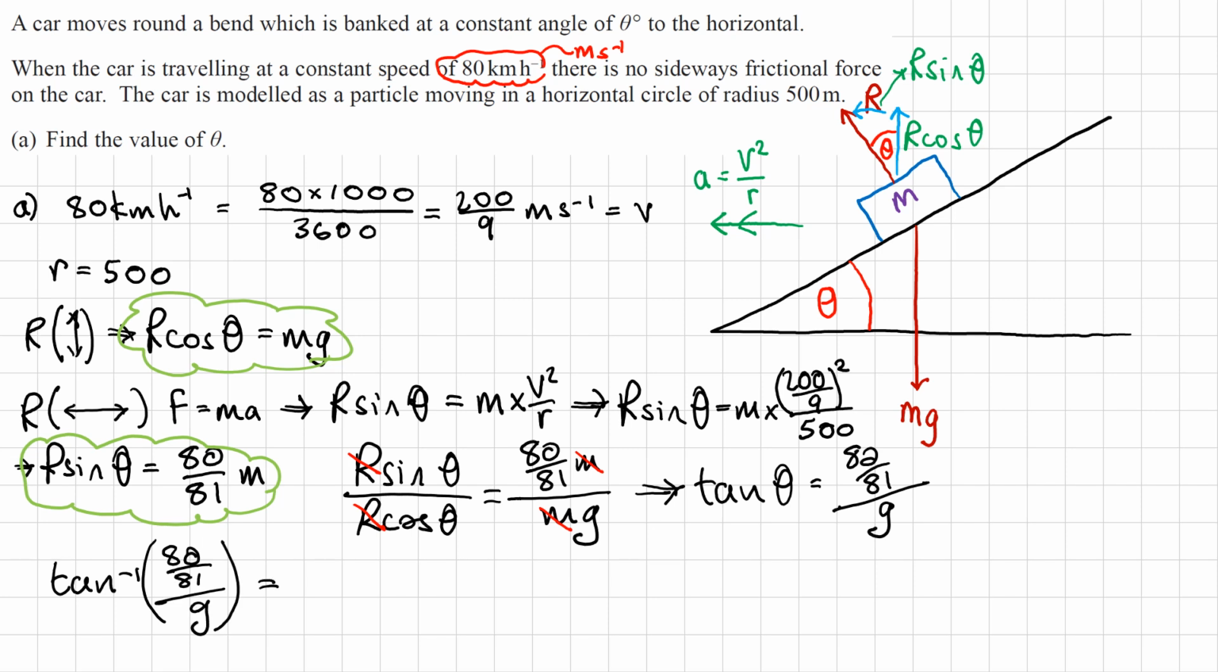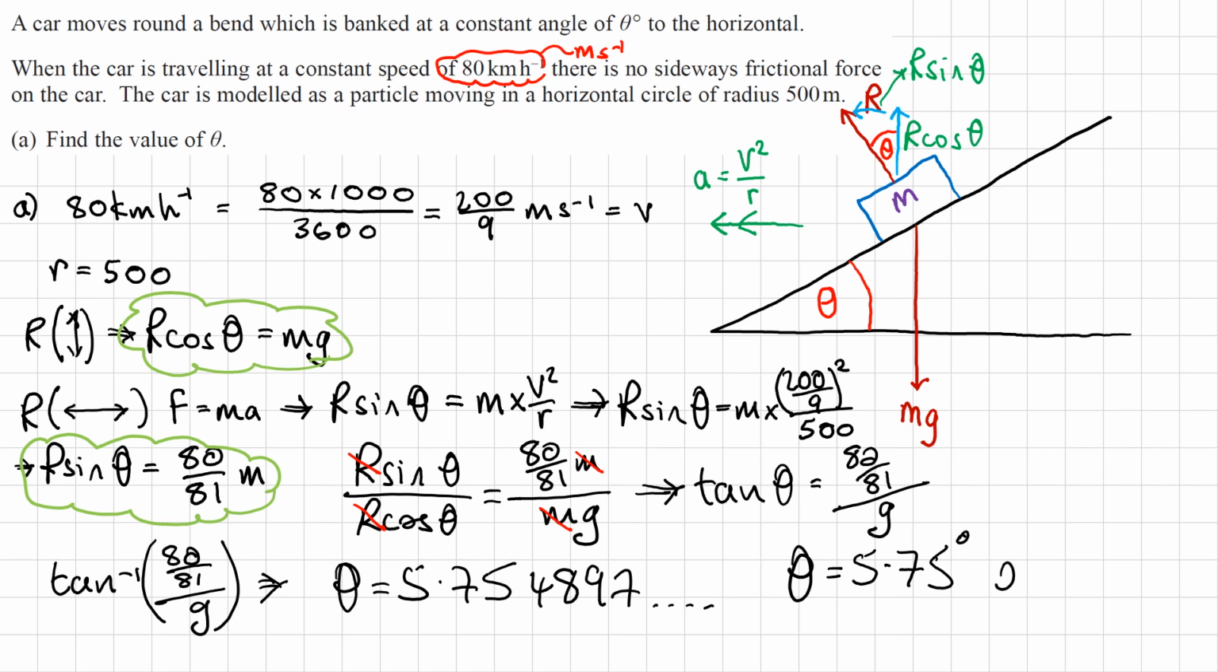So the full answer for theta from my calculator is 5.75487 and so on. I need to give an answer to either 2 or 3 significant figures, so I can give 5.75, that's 3 significant figures, or to 2 significant figures I'd give an answer of 5.8, and that's in degrees. So remember, use of g, round to 2 or 3 significant figures.